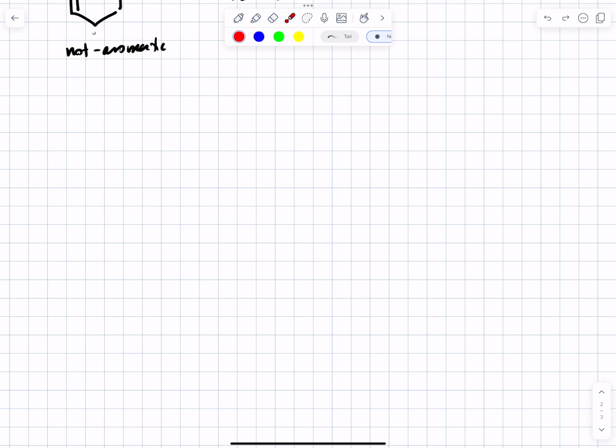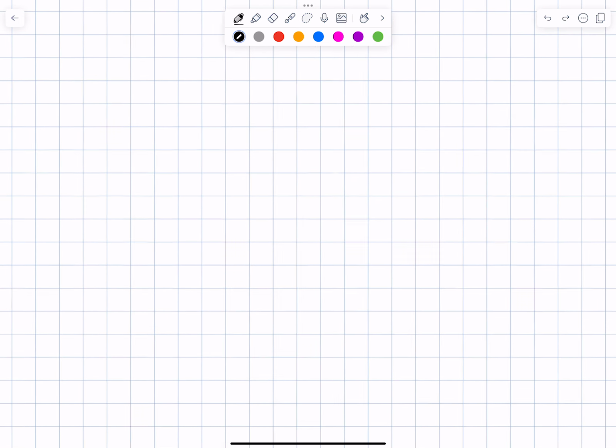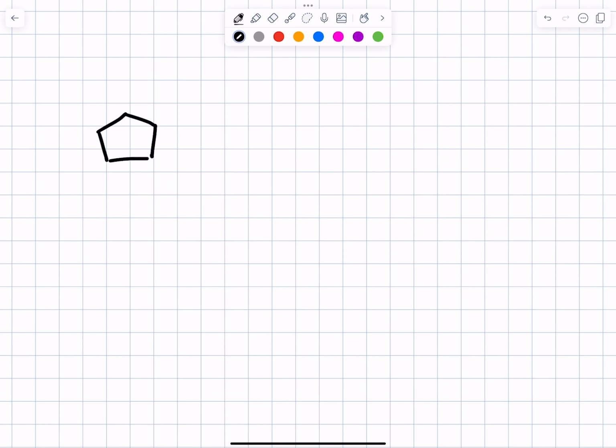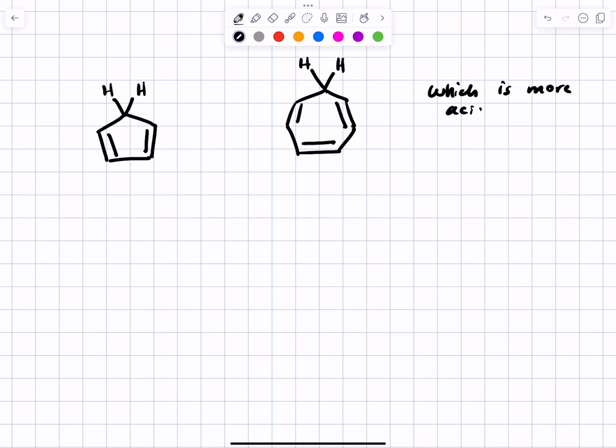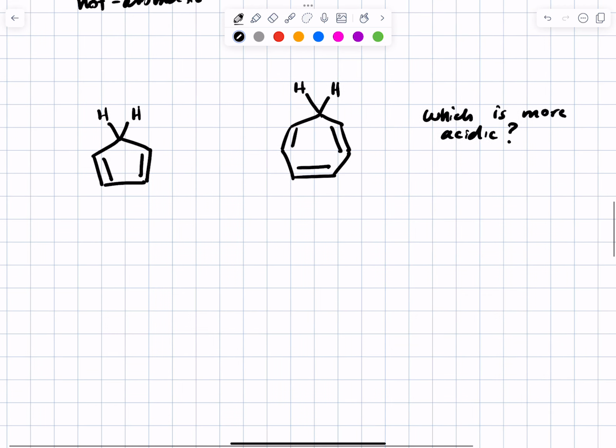Another way to ask the question is to say, here are a couple of hydrocarbons, a 5-membered ring and a 7-membered ring. Which is more acidic? Now, when you see that question, which is more acidic, suddenly you're scrambling. You're looking back at the pKa table. Was I supposed to memorize something? Did we learn anything in 351? pKas.